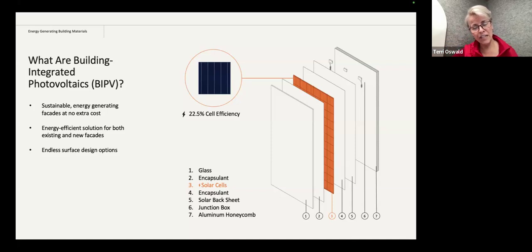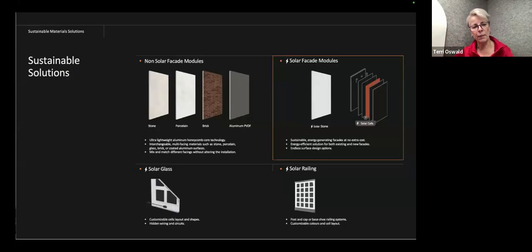The construction of the panel is very simple. So you have your glass facing, which starts off clear. You have your encapsulant, which holds the solar cells. You have your solar backsheet. You have your junction box, and you have the aluminum honeycomb backing. So aluminum honeycomb is at the core of all of our cladding solutions. That is whether it is an active solar cladding panel or a non-active solar cladding panel.